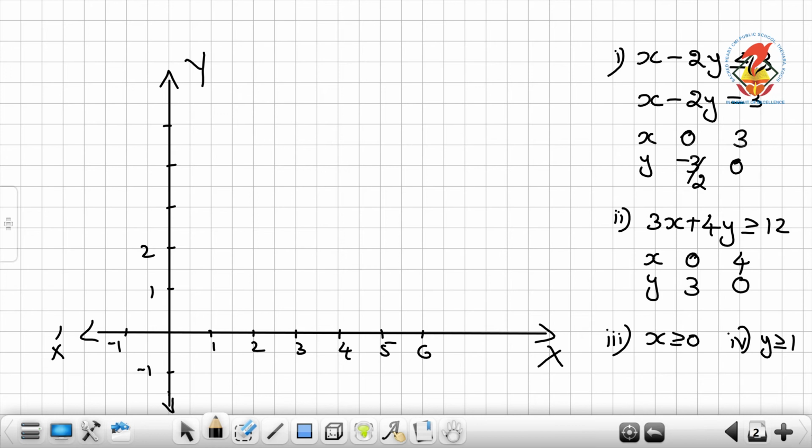X-axis. Y-axis. And this one is the origin. Okay, so the first line is (3, 0) on the x-axis, and (0, minus 3 by 2). Minus 3 by 2 means minus 1.5. So minus 1.5 is here.